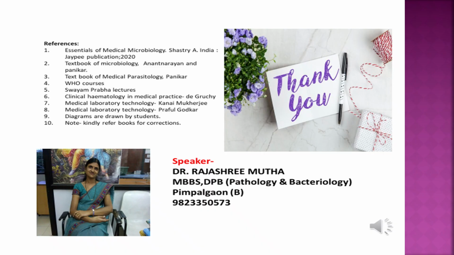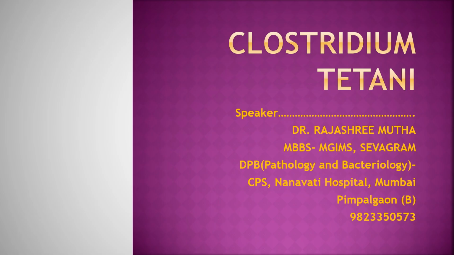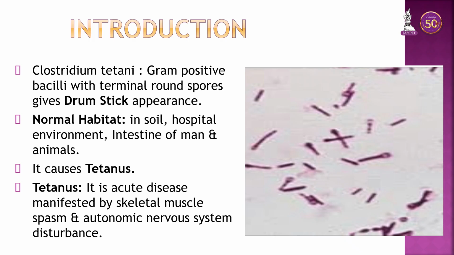Hello students, today we will have a lecture on Clostridium tetani, Clostridium botulinum and Clostridium difficile. Introduction of Clostridium tetani: they are gram-positive bacilli with terminal round spores, which gives a drumstick appearance. In this diagram you can see gram-positive bacilli with terminal round spores, that is the drumstick appearance.